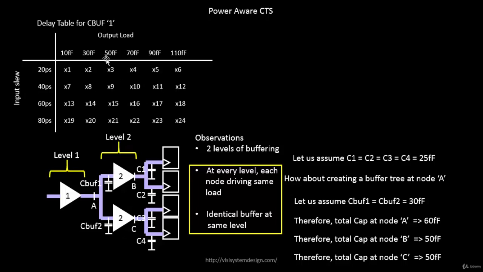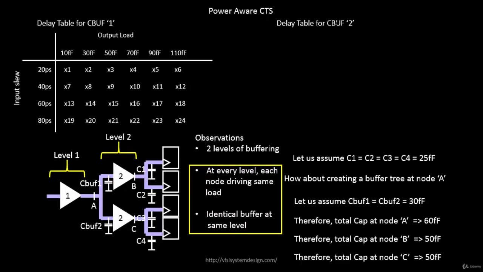So values inside this particular table will be all delay values. It basically says that if this particular buffer has an input slew of, let's say, 80 picoseconds and an output load of, let's say, 70 femtofarads, the delay of this particular cell will be x22. Okay, for example, let's take one more example.